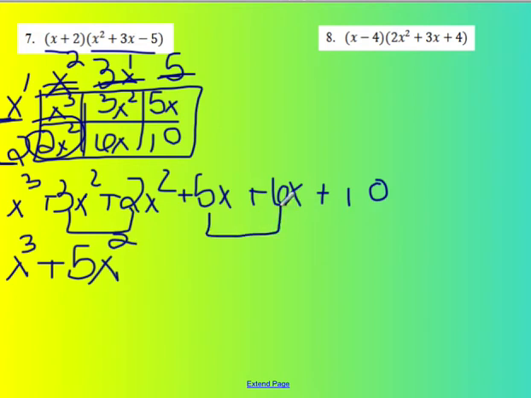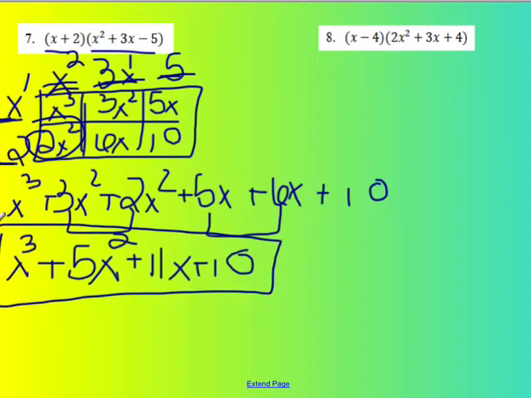Next, I see that I have 5x plus 6x. Well, 5 plus 6 is 11. And again, that x is going to stay the same. And last but not least, there's that constant of 10 at the end. So this guy right there is my final answer.